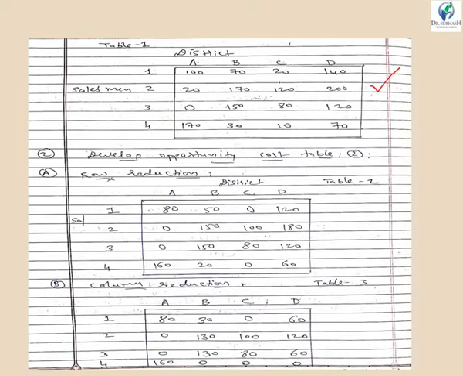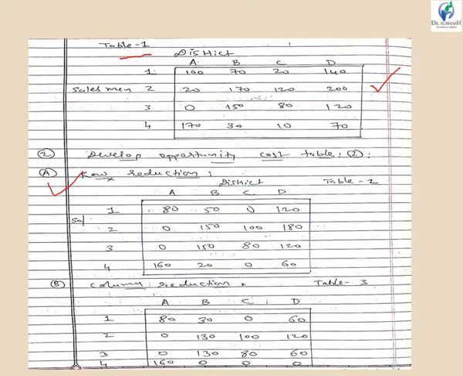Now this problem is converted. After the conversion, this table 1 gives you the problem converted into minimization case. Now step 2, develop the opportunity cost table that is shown in table 2. What is the procedure to develop the opportunity cost table? First step is row reduction.